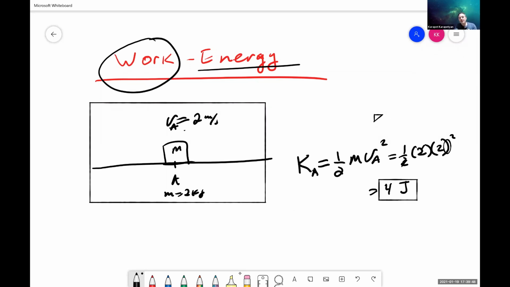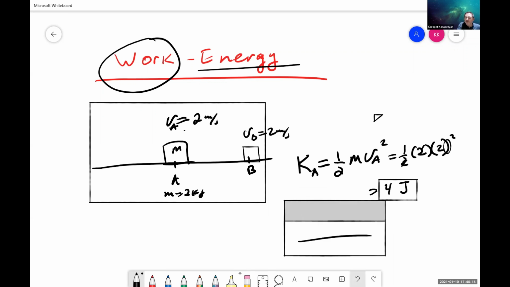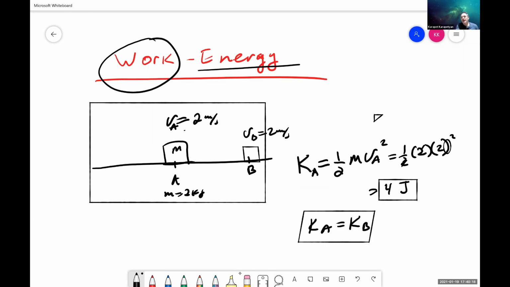Now, if the object keeps the same speed and continues moving, so let's say it gets to point B moving with the same speed of 2 meters per second, then you can say that kinetic energy at A equals kinetic energy at B, because we can assume that mass itself doesn't change. To change the kinetic energy, you need to change the speed of the object. So if the object has the same kinetic energy at points A and B, you can assume that it doesn't change its speed. Same speed at point A and at point B.